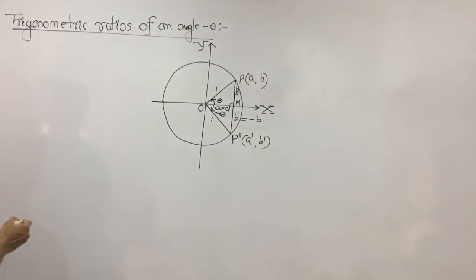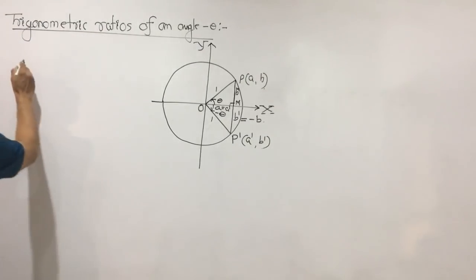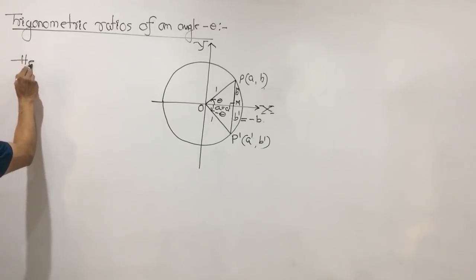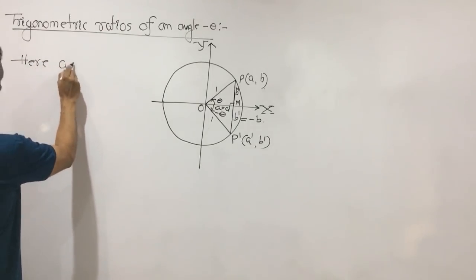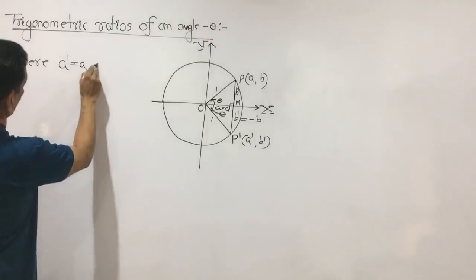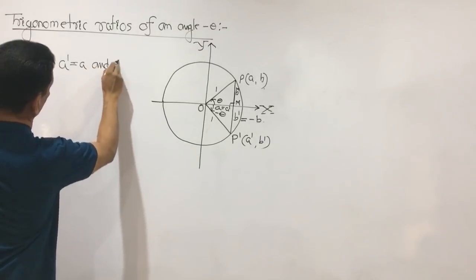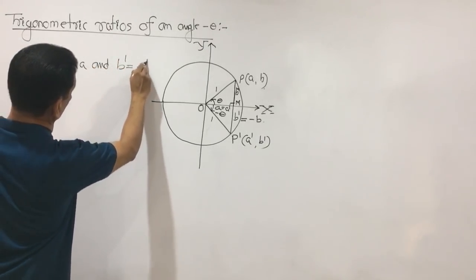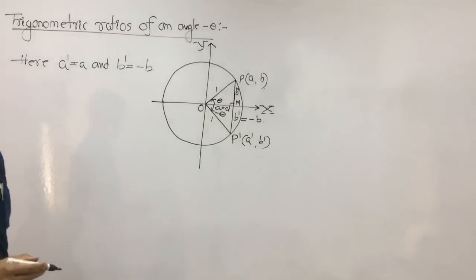So, my dear friends, look here, I will write: A dash is equal to A and B dash is equal to minus B.